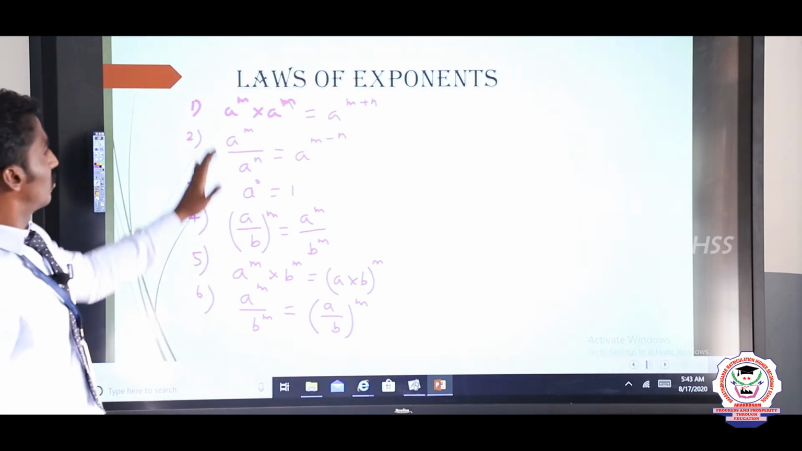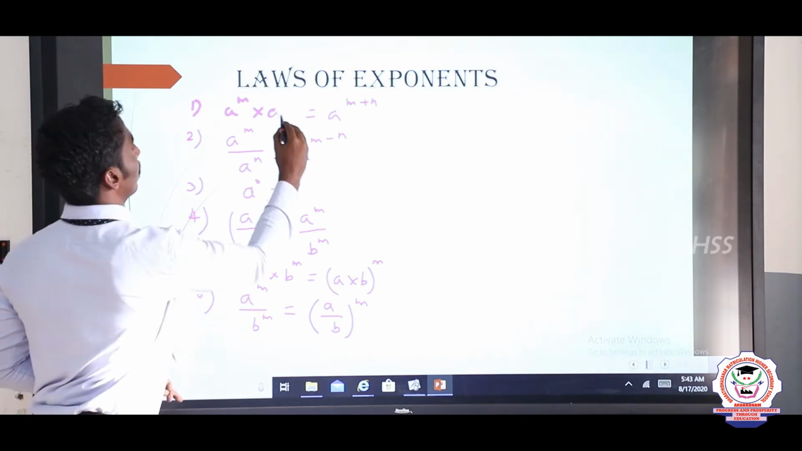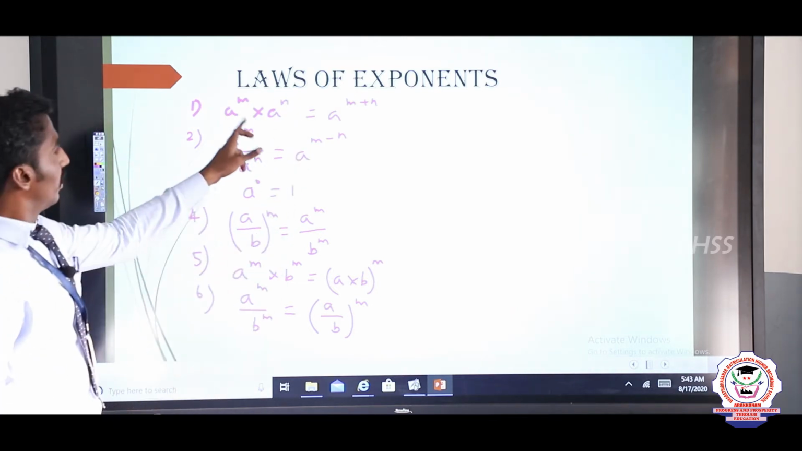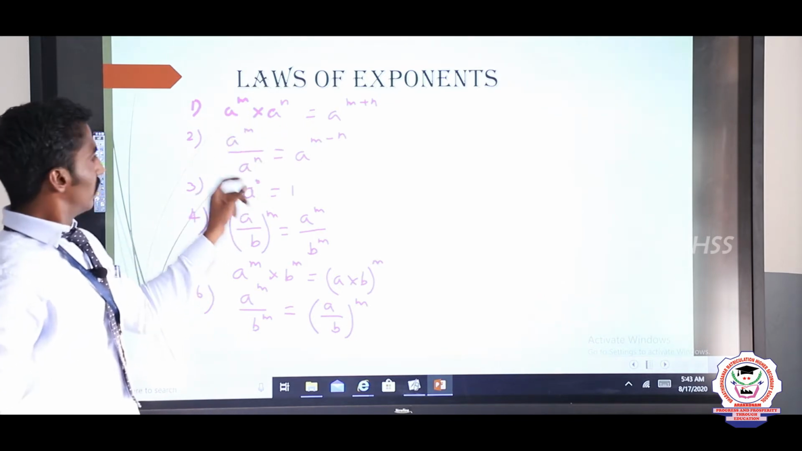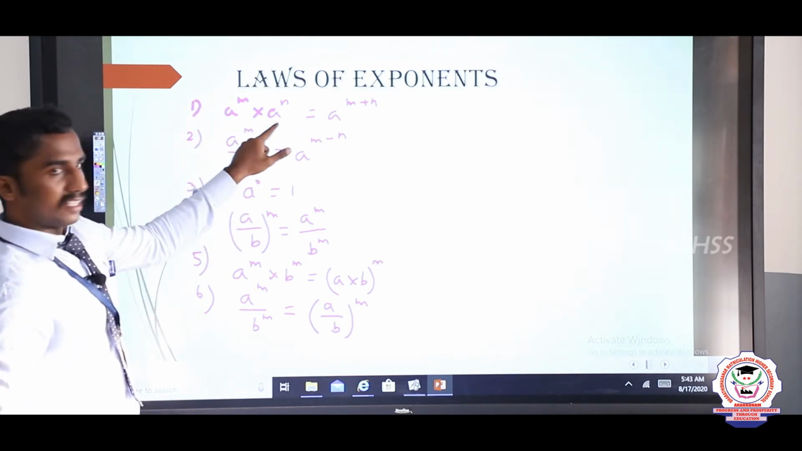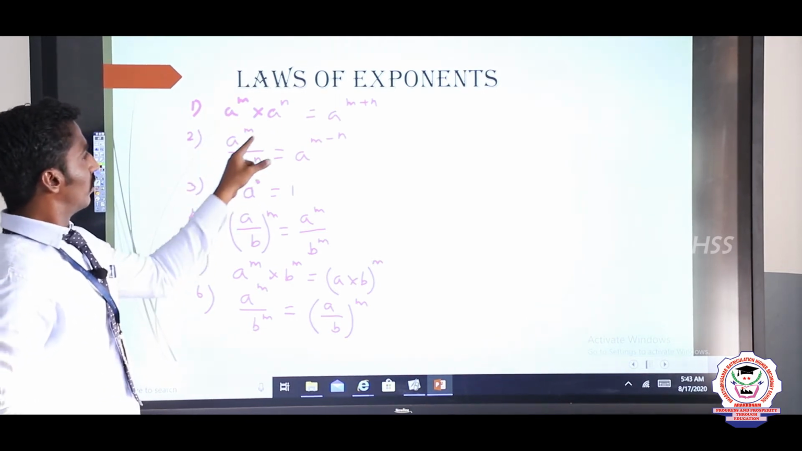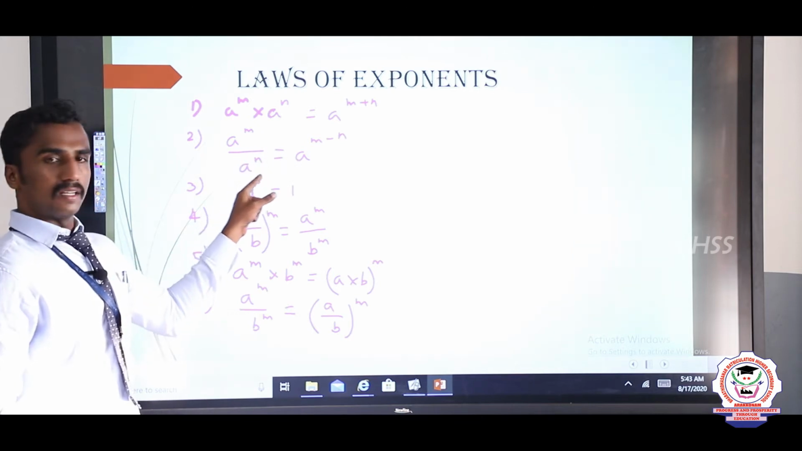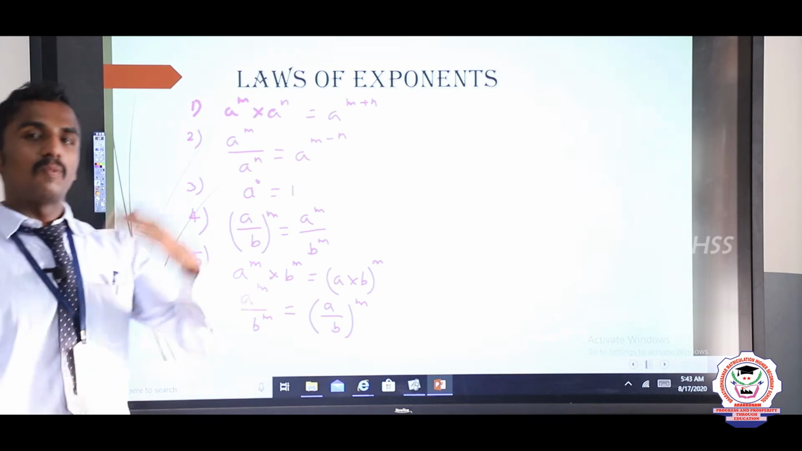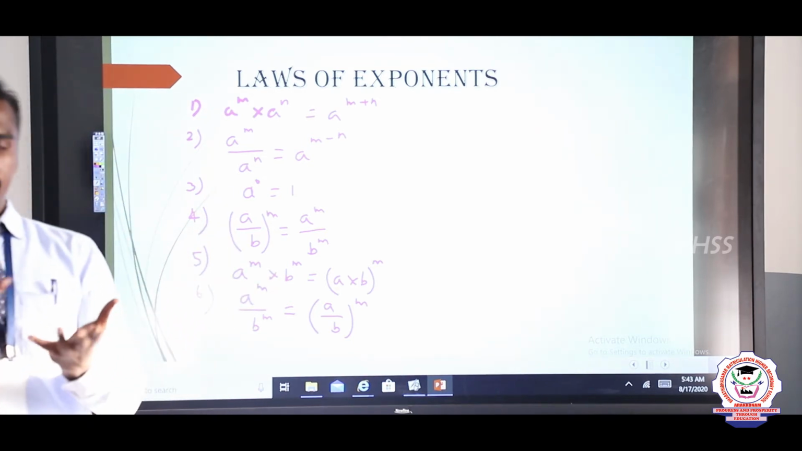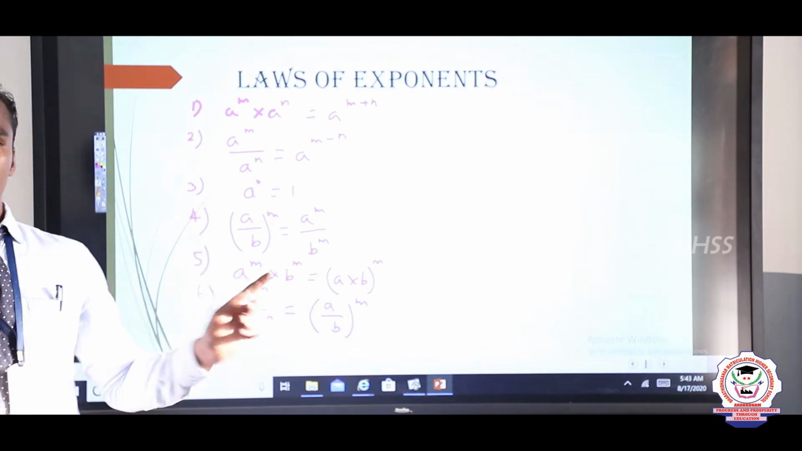These are the formulas. First one, product: a power m into a power n equal to a power m plus n. Next one, division: bases are equal, a power m divided by a power n equal to a power m minus n. Next one, any value power 0, whether exponent, index or power value 0, equal to 1.